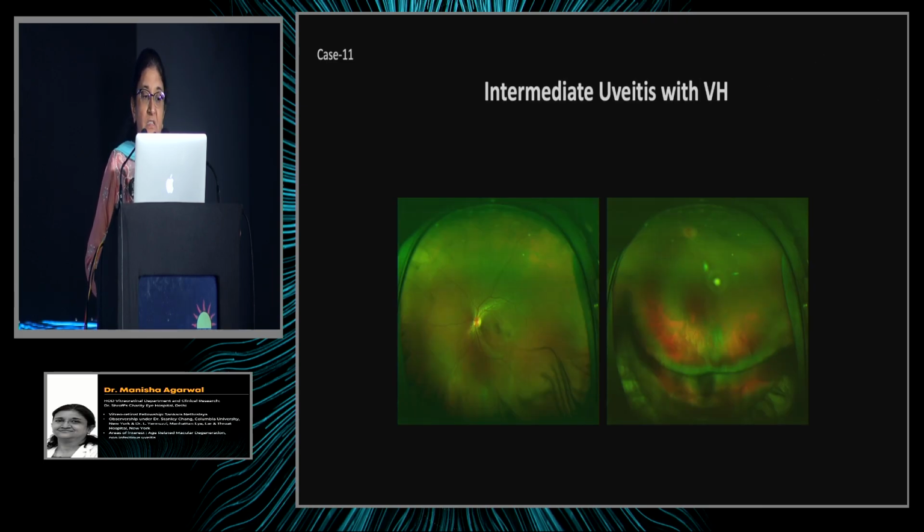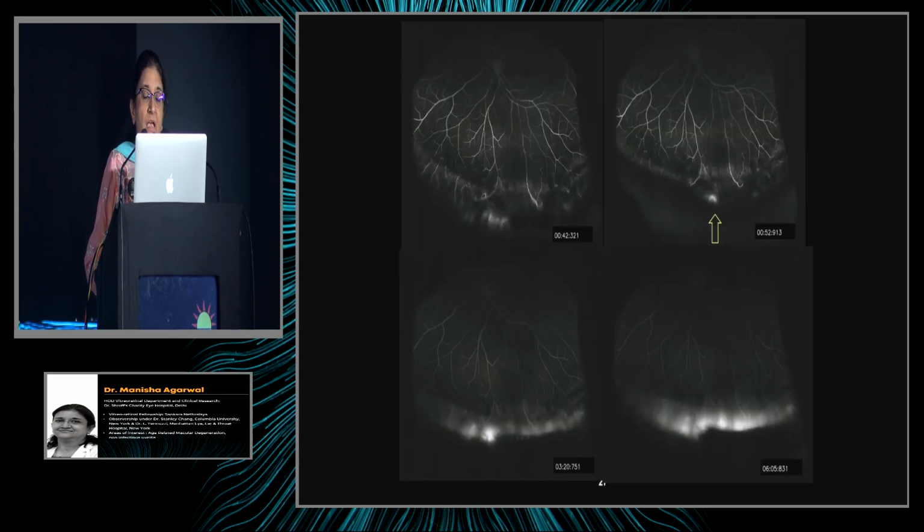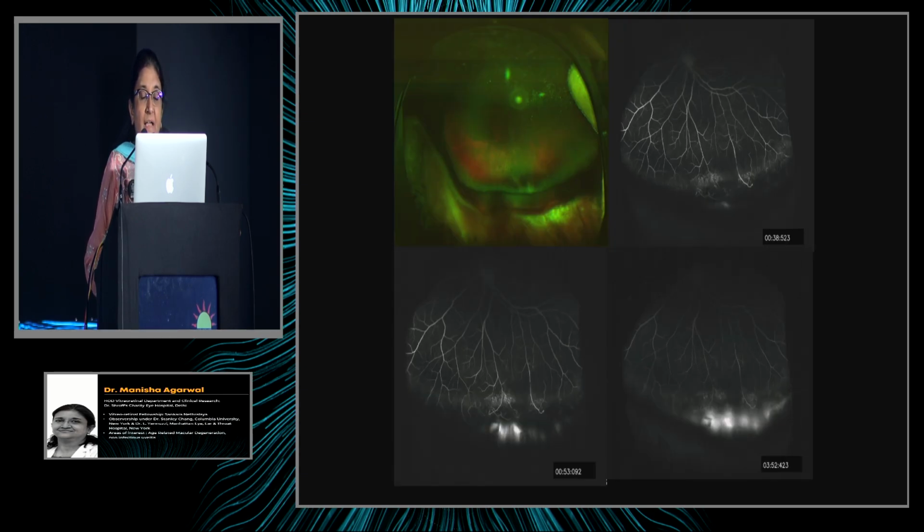This is a patient of intermediate uveitis, which kept coming back with recurrent vitreous hemorrhage, and on doing an ultra-wide field imaging, again you see an element of active neovascularization in the periphery. You treat it with laser photocoagulation, the active NVE regresses, but you do see a persistence of this peripheral capillary leakage, which probably you can really observe and not do any active intervention.